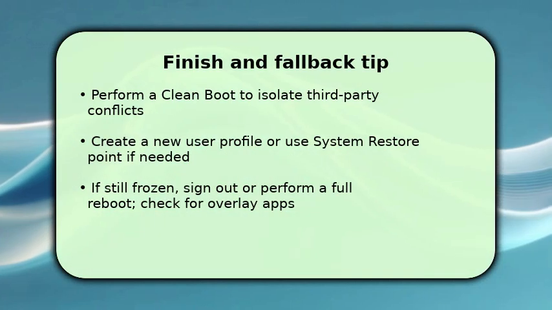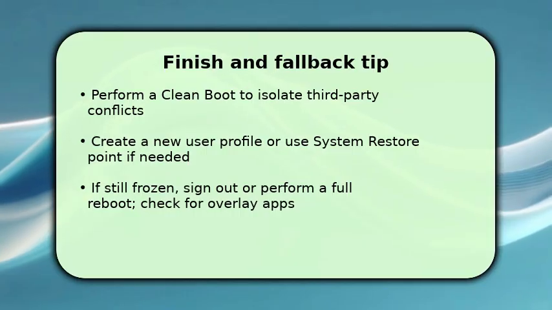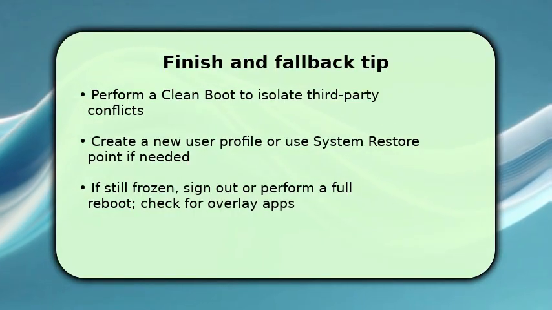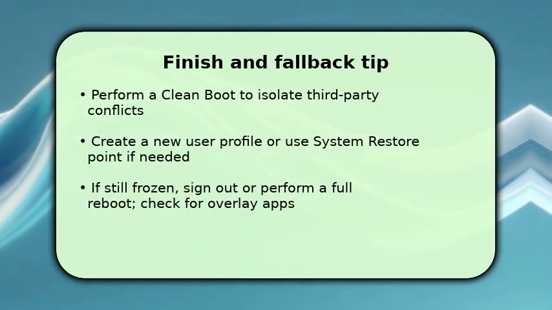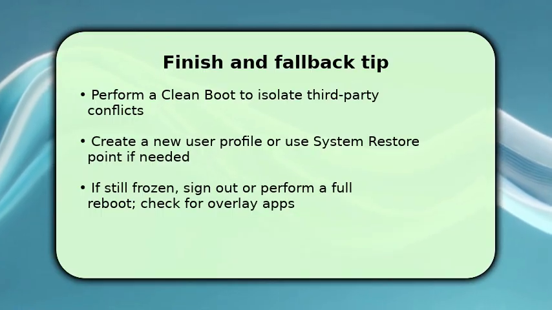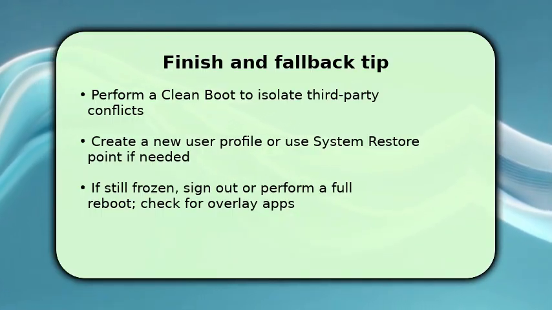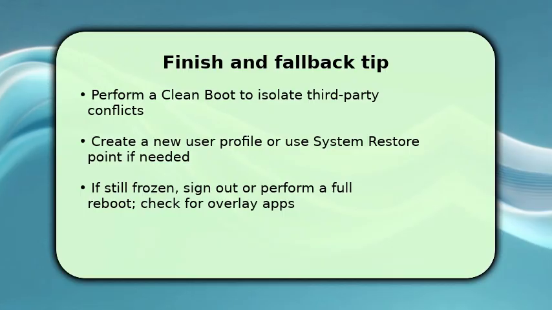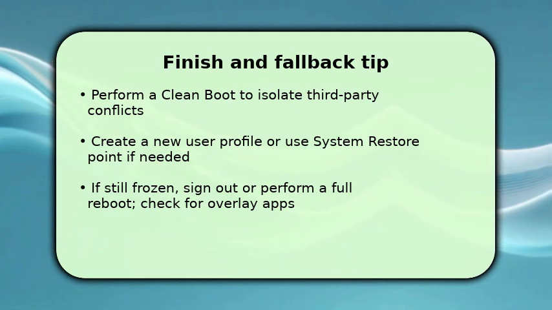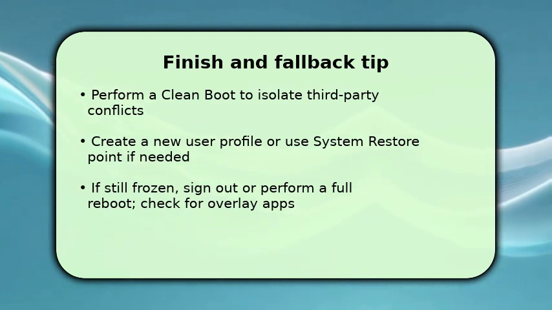To finish, perform a clean boot to disable third-party services and see if Alt plus Tab returns. If it does, re-enable services in small groups to identify the culprit. If the problem persists, create a new user profile or roll back to a recent system restore point to undo troublesome changes. If all else fails, sign out or do a full reboot and make a note of any overlay or recording tool you were using.